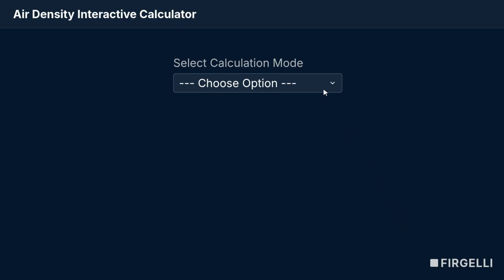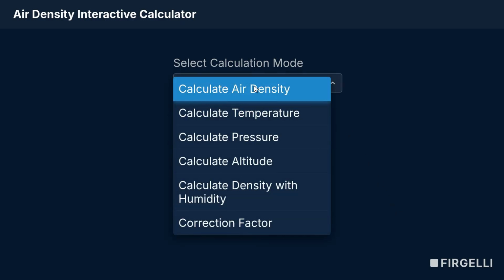Let's explore the interface. At the top, you'll find the Select Calculation Mode dropdown with 6 options. Calculate air density, calculate temperature, calculate pressure, calculate altitude from density, calculate density with humidity, and calculate density correction factor. Each mode reveals different input fields.